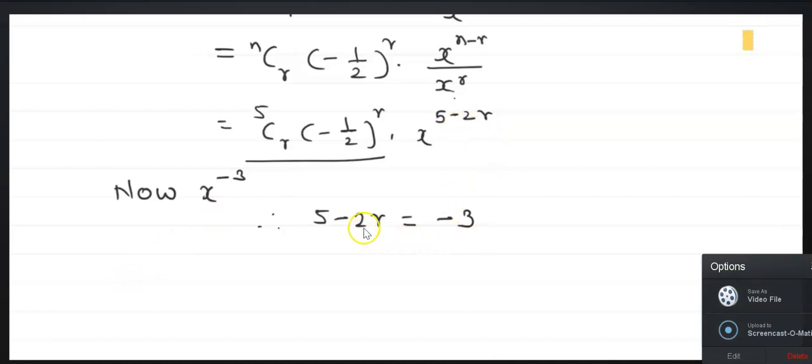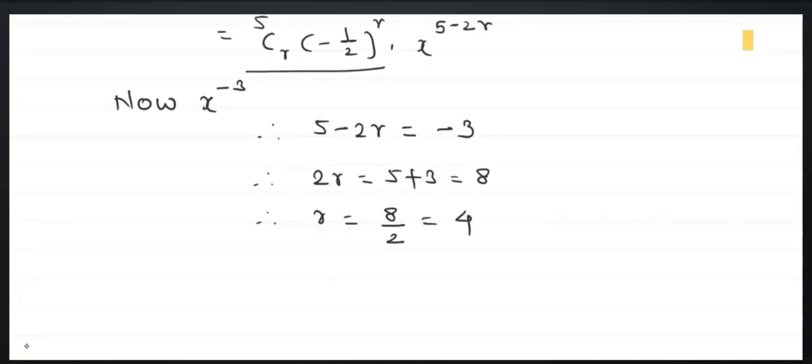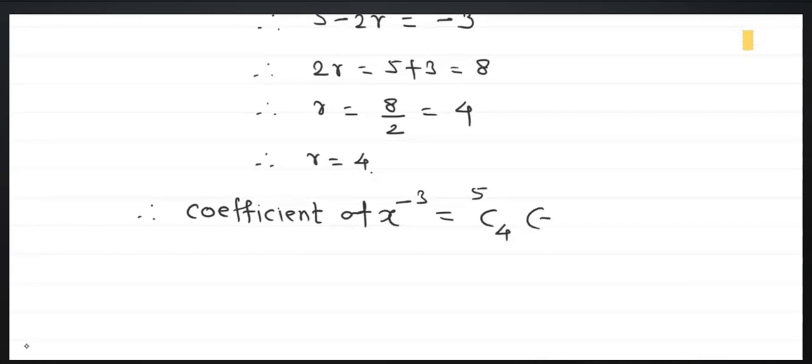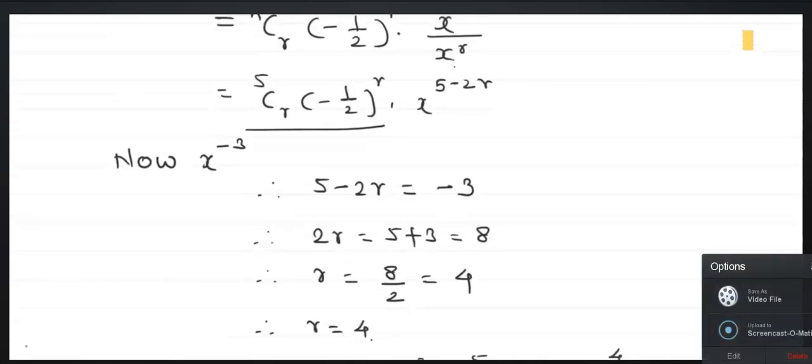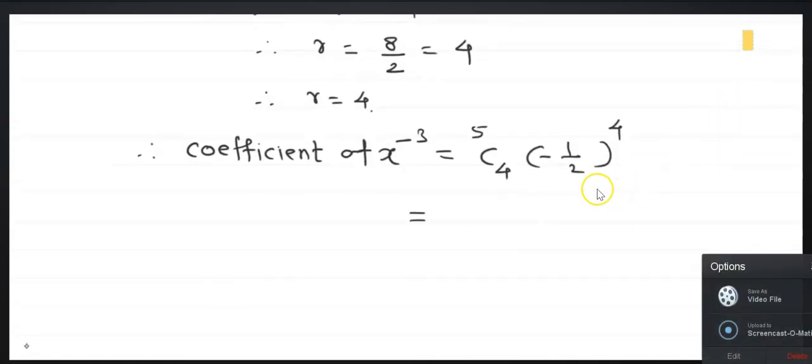Now, we will simplify here. That is 2r is equals to 5 plus 3 is equals to 8. Therefore, r is equals to 4. This is the value of r is equals to 4. Now, we will substitute this value in the above. Therefore, the coefficient of x raised to minus 3 is equals to 5C4. See this. That is 5C4 (minus 1 upon 2) bracket raised to 4. Now substitute the value, then you will get the answer.